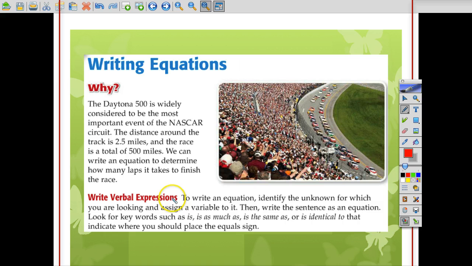Write verbal expressions. To write an equation, identify the unknown for which you are looking and assign a variable to it. So first thing, you're going to identify the unknown. What are you looking for? And then you're going to assign a variable. That means you're going to give it a variable. A variable, remember, is just a letter. Any letter of the alphabet can be a variable. Then write the sentence as an equation. Look for the keywords such as is, is as much as, is the same as, or is identical to, that indicate where you should place the equal sign.